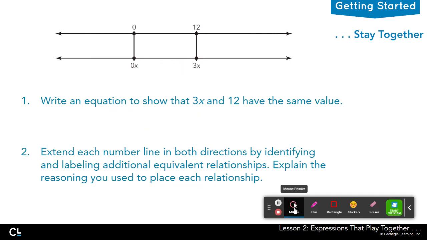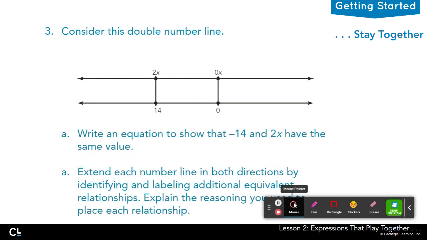Alrighty, now that you've got that copied, let's look at the problems that you'll be discovering and looking at on your own. So question number 3A, and that's a typo, it's supposed to say 3B, says the exact same thing. Consider the double number line. You're writing an equation that shows negative 14 this time and 2x have the same value. And then, again, you're going to extend the number line in both directions, right and the left. And be sure to explain your reasoning.